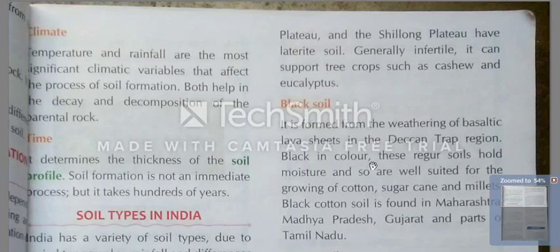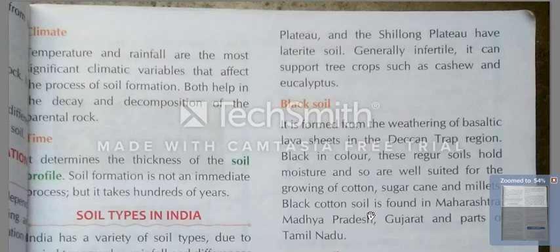Here you can see it holds the moisture. The black soil holds the moisture, so it is very good for growing cotton, sugarcane and millets. What is the meaning of millets? Millets means bajra.